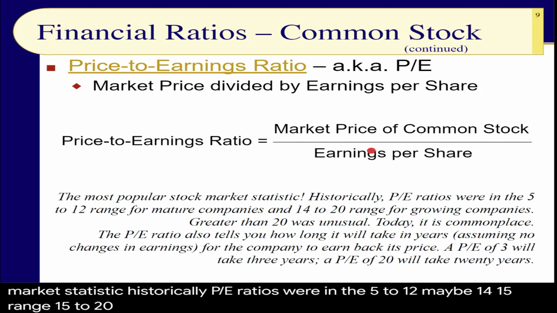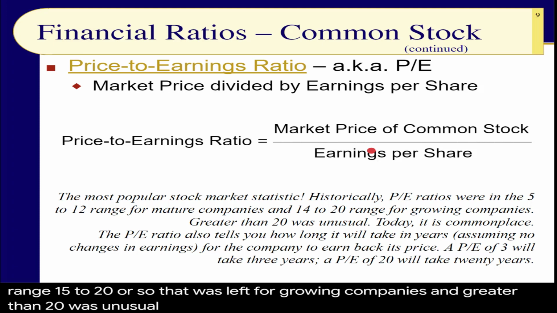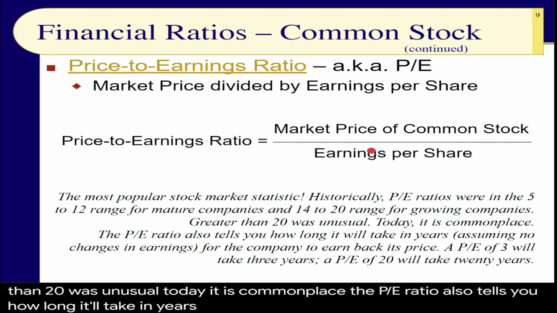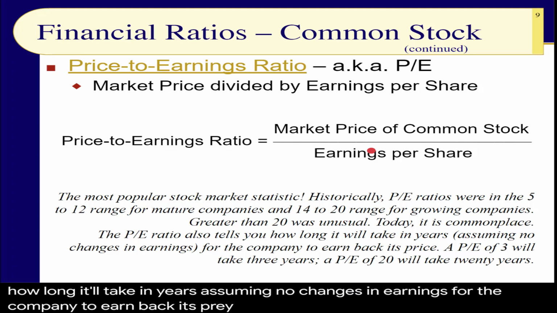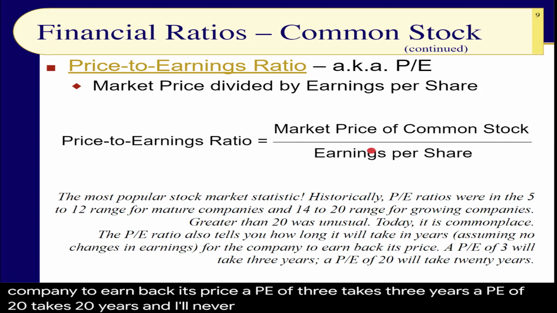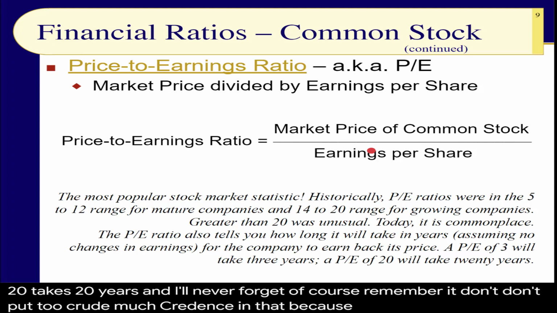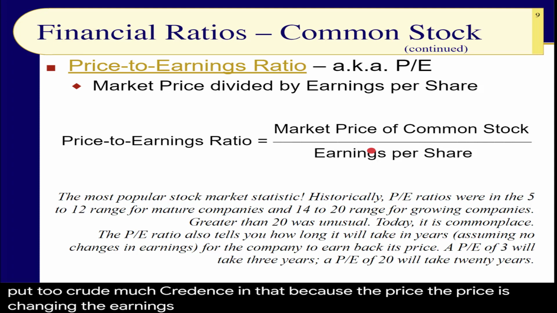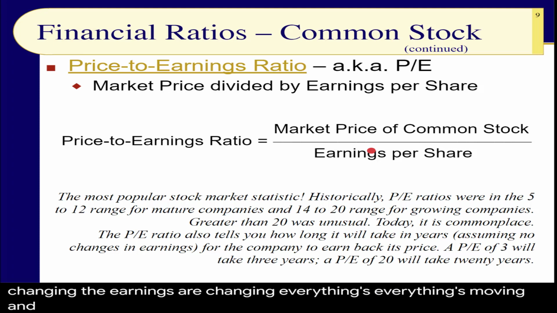15 to 20 or so was left for growing companies, and greater than 20 was unusual. Today, it is commonplace. The PE ratio also tells you how long it'll take in years, assuming no changes in earnings, for the company to earn back its price. A PE of 3 takes 3 years, a PE of 20 takes 20 years. Of course, don't put too much credence in that, because the price is changing, the earnings are changing, everything's moving through time.